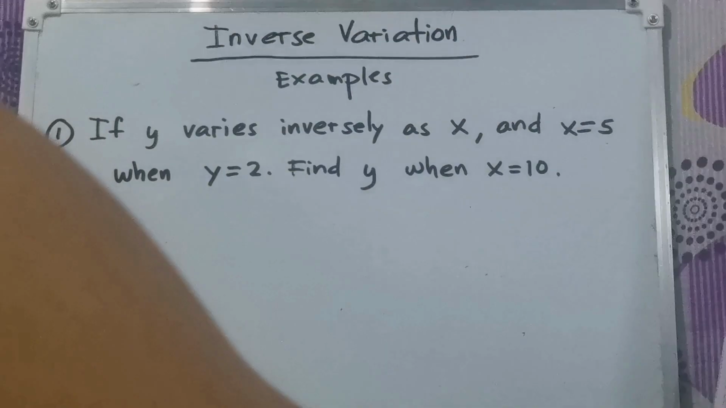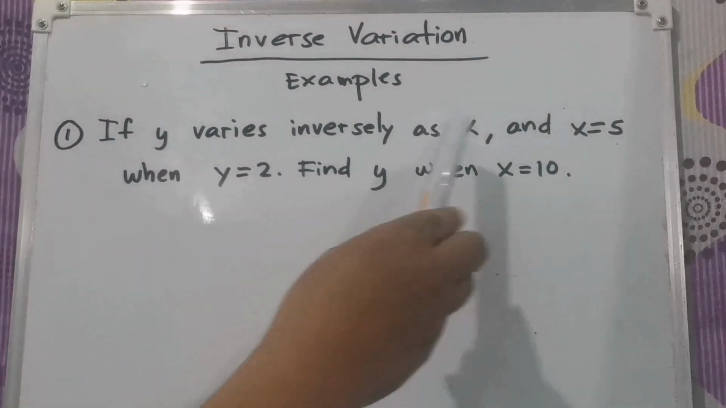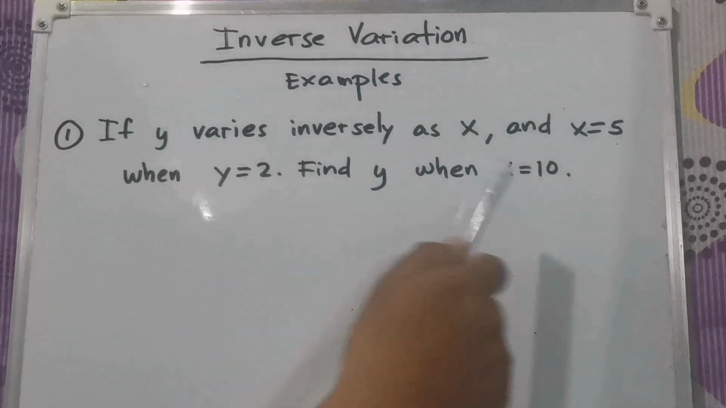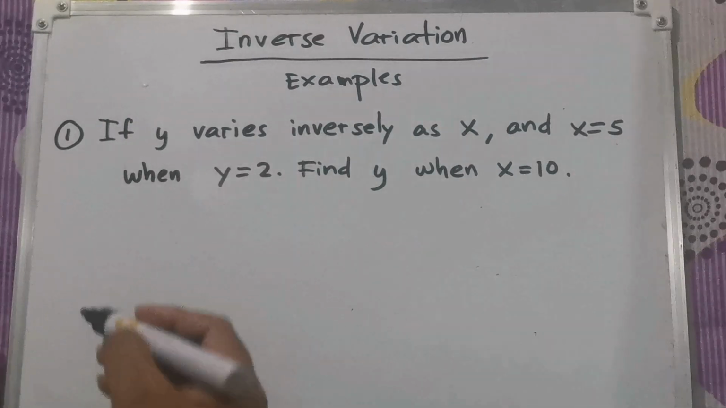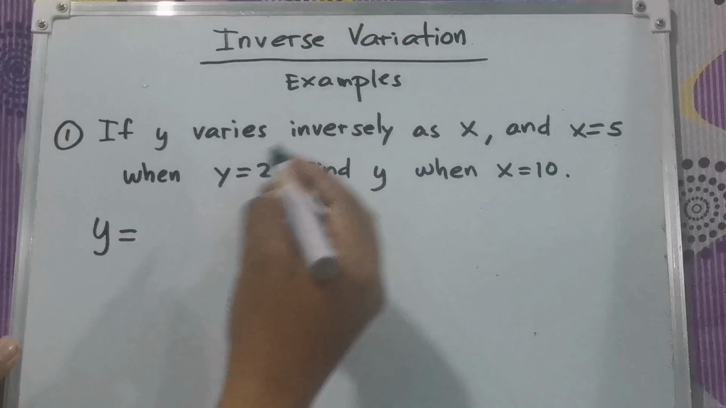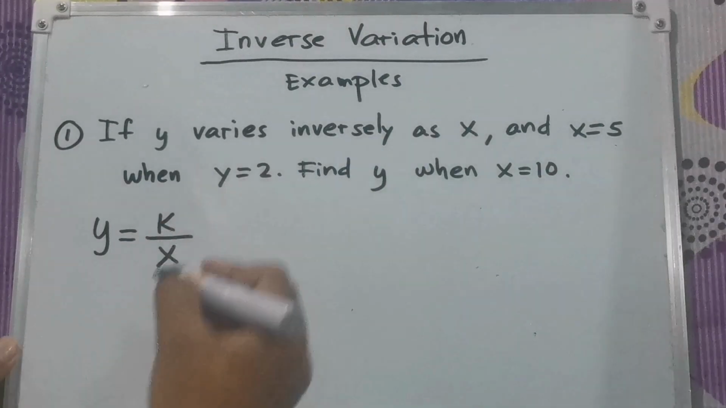Now again, to fully understand inverse variation, let's have examples. For example number 1, if y varies inversely as x and x equals 5 when y equals 2, we'll find y when x equals 10. Our solution for this one is we're going to make a formula. Y varies inversely, that will be y equals k over x.